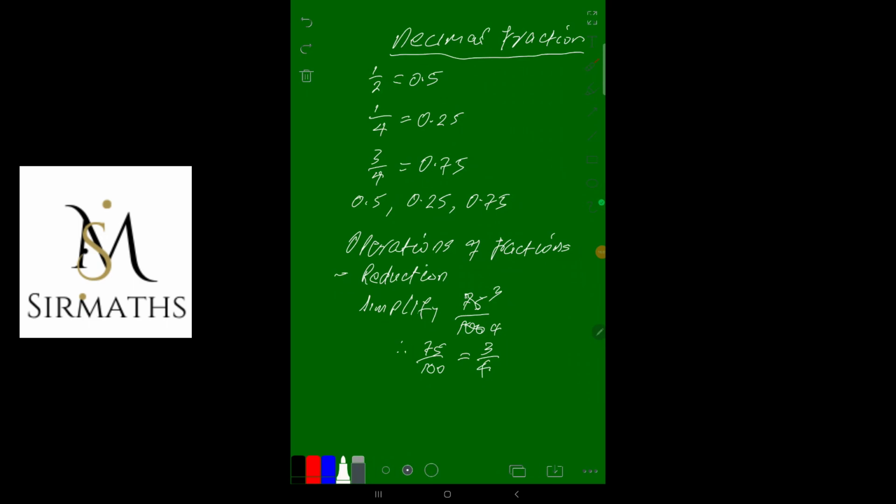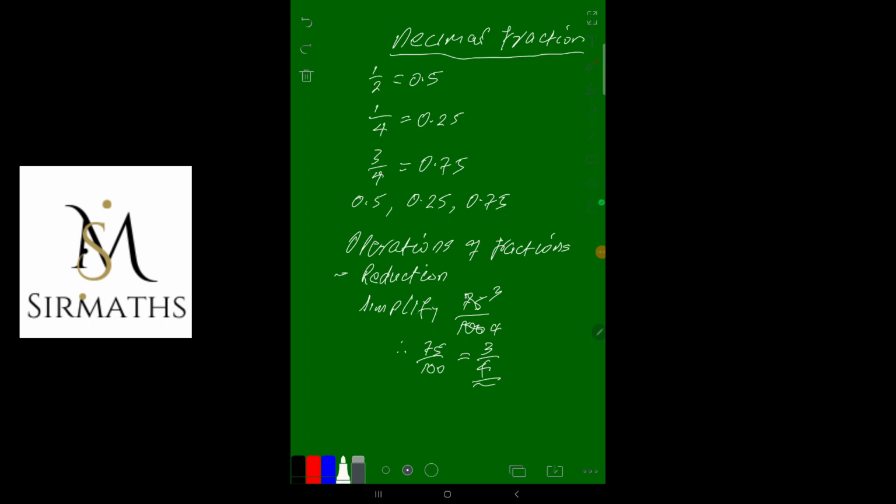What do we mean by that? No factor can divide 3 and 4 without a remainder. So 3 over 4 is the simplified value or the reduced value of 75 over 100. That is for that aspect.